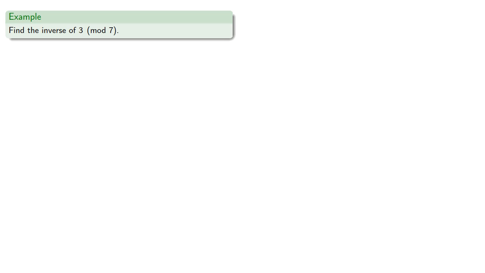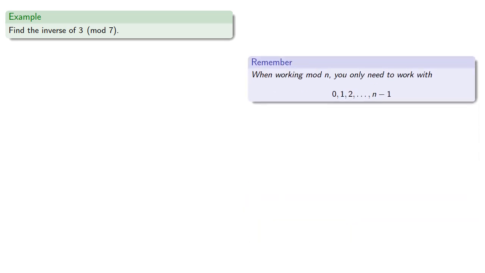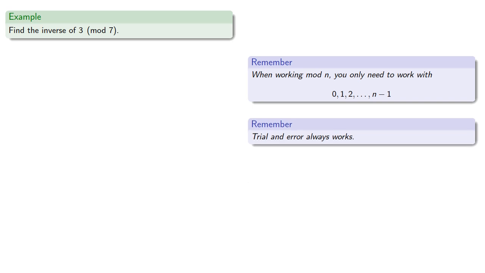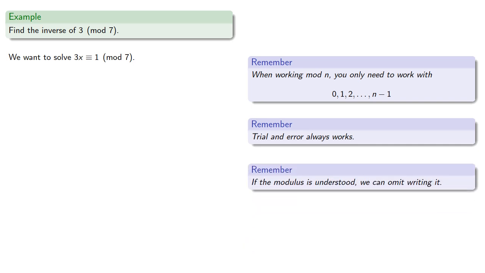So let's see if we can find the inverse of 3 mod 7. So remember, when working mod n, you only need to work with the numbers between 0 and n minus 1, and trial and error always works. We want to solve 3x congruent to 1 mod 7, so let's try it out. So remember, if the modulus is understood, we can omit writing it.